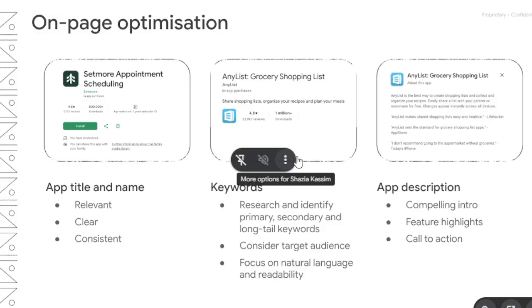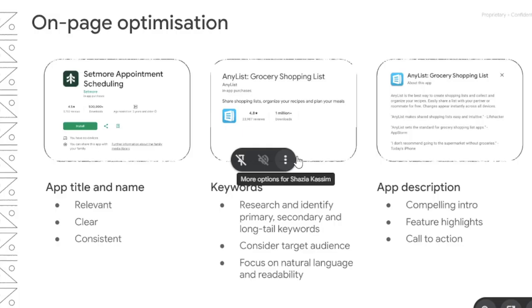It needs to be clear, so you need to keep it concise and easy to understand. Avoid using any difficult words or any jargon, anything that might confuse users and doesn't clearly communicate what your app is about. And you need to be consistent. You need to maintain consistency in your app's name specifically, across your website, across your app store listing, and any marketing materials, including if you are on social media.